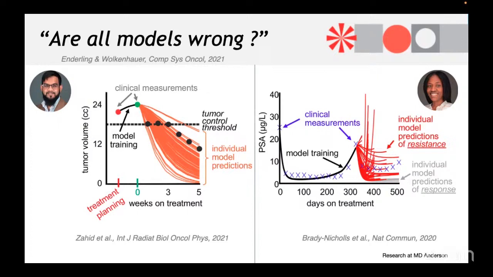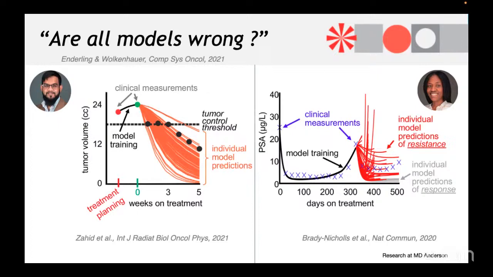What you can see in this example from Mohammed on the left is that not a single one of those 100 trajectories actually goes through the data points. But 100 out of 100 simulations predict that the tumor volume at the end of treatment will be below this threshold. So although the model does not get the data right, it makes the right prediction, the only task we have for this model. Same for Renee's work here on the right.